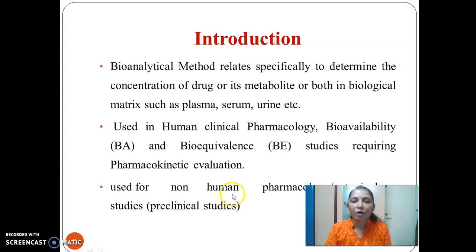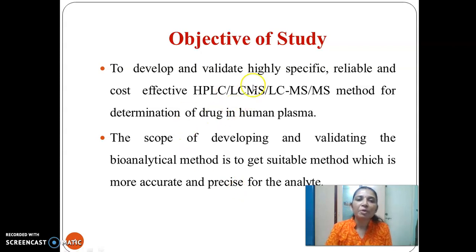So, bioanalytical method development according to the USFDA guidelines is useful for determining the concentration of a drug or its metabolites in different formulations and in biological fluid. The bioanalytical method is used to develop and validate a highly specific, reliable, accurate, precise, cost-effective HPLC, LC-MS/MS, LC-MS, or GC-MS method for determination of a drug and its metabolite in human plasma or any other biological fluid. The scope of developing and validating the bioanalytical method is to find a suitable method which is most accurate and precise for the analyte, for determining the drug or its metabolite present in plasma, serum, or urine with the help of HPLC, LC-MS, or GC-MS.